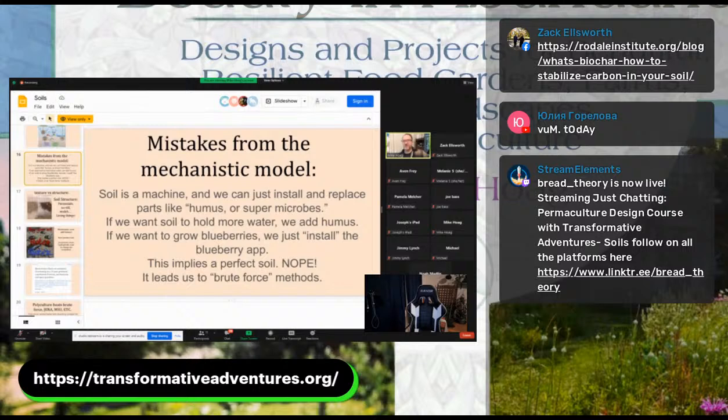Yeah, poison ivy can be a great indicator of the right kind of soil for blueberries. Here's another thing. Let's say you have poison ivy. The mechanistic view is that if you have poison ivy, the way to solve the poison ivy problem is to go and pull out the poison ivy. This is the brute force method, right? You have a poison ivy problem. The solution is you mechanistically pull out the poison ivy.